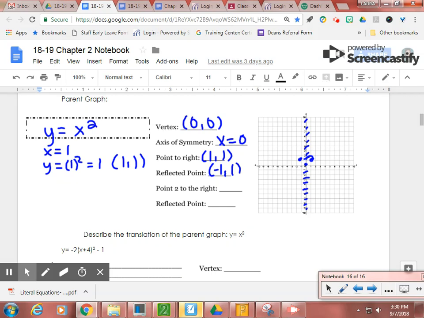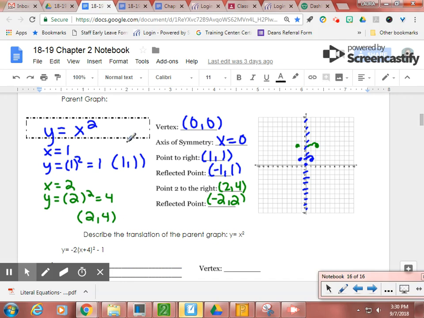Now I'm going to go to a point that's 2 to the right. Well, 2 to the right is going to be where x equals 2. So I'm doing y equals 2 squared, which is 4. So that's the ordered pair, over 2 and up 4. So I go over 2, up 1, 2, 3, 4. So I also want to reflect this. So this is 2 away. So I'm going to go 2 away on this side. And that's going to be the point (negative 2, 4).